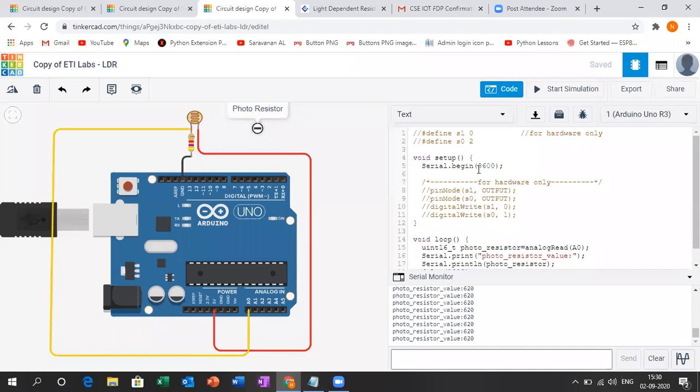Okay, it is showing an error. I think you have misspelled it. It is uint16_t, and you have written UNIT instead of UINT. So uint16_t is a data type which is the same as an unsigned integer.